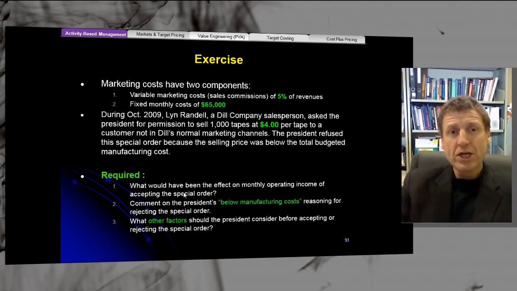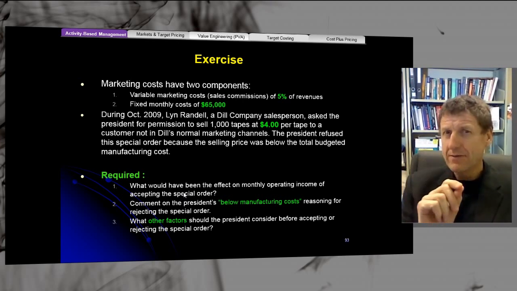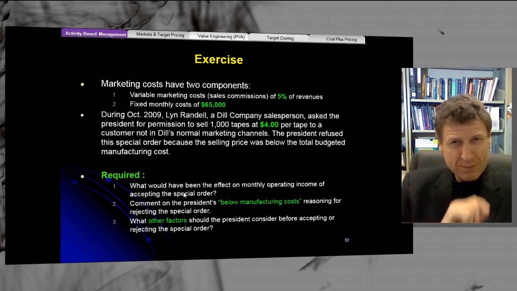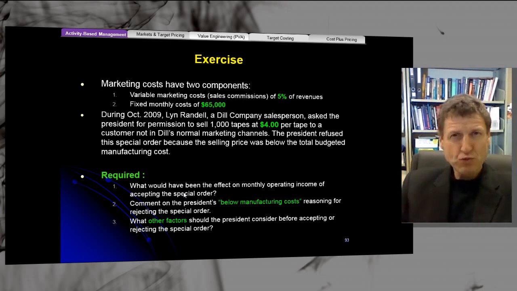Now, during October 2009, Lynn Randall, a Dill Company salesperson, asked the president for permission to sell 1,000 videotapes for what? $4 per tape. Outrageous. How can you sell it for that cheap when it's $4.20 to make, right? And guess what? Guess what the president said?